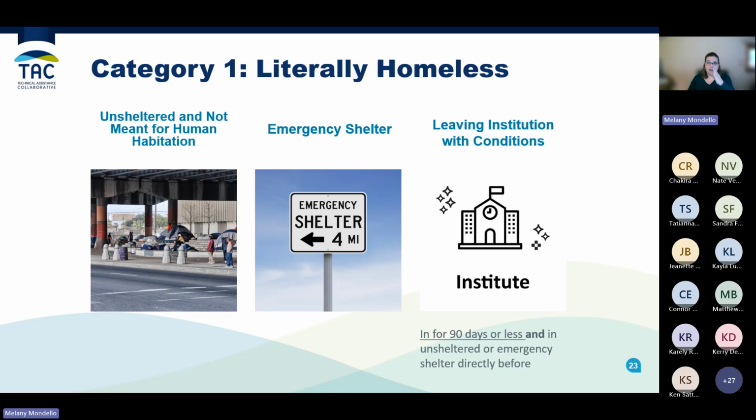You need to prove that they're leaving an institution and that directly before they were in one of these living situations. So it's just really important to know that that's available to you, because some people hopefully get the help that they need. Maybe they're connected with a resource that brings them out of homelessness temporarily, but they really still have no place left to go back to. So people don't lose their literal homeless status as long as it's 90 days or less, and they were homeless right before that.